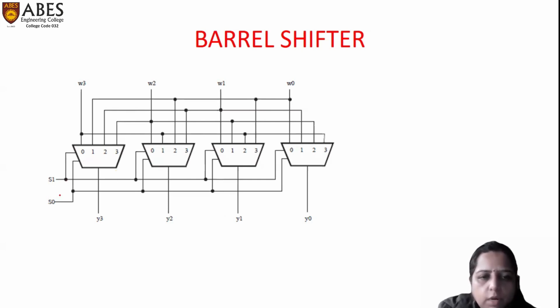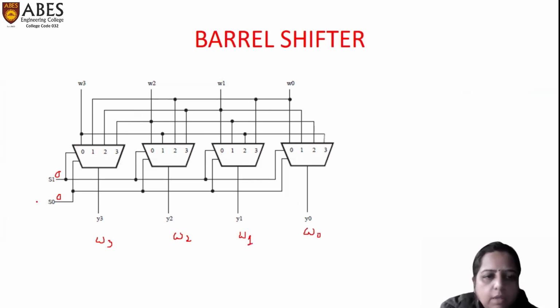Now if S0, S1 is equal to 0, 0. For the first case, this is connected to W3. So if the selection lines are 0, 0, the output will be W3. Second case, it is connected to W2 and therefore the output will be W2. For the third case, it is connected to W1, so the output is W1. And for the fourth case, Y0 will be equal to W0.